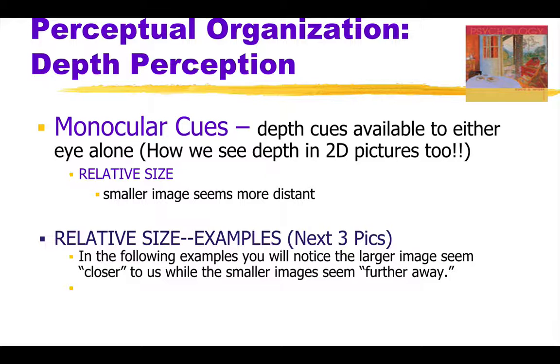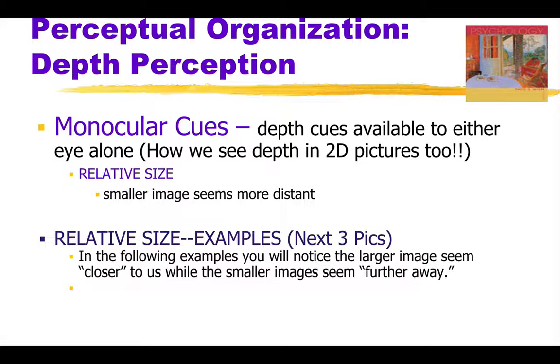Other depth cues are monocular cues, where you only need 1 eye. You can close 1 eye, or you can look at a flat surface and still see 3 dimensions. Number 1, relative size. Things that we know are about the same size, like 2 chairs or 2 people. If one looks way smaller, our brain assumes that it's farther away.